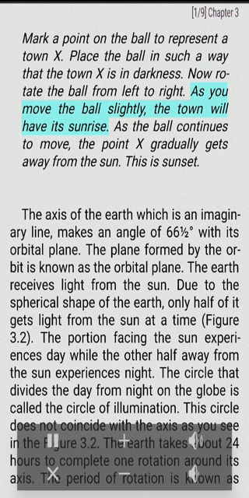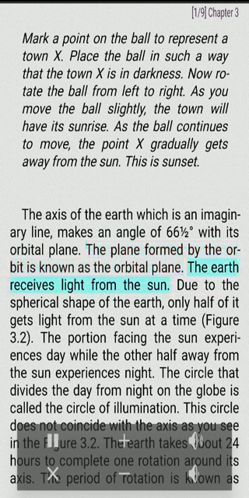As you move the ball slightly, the town will have its sunrise. As the ball continues to move, the point X gradually gets away from the Sun. This is sunset. The axis of the Earth, which is an imaginary line, makes an angle of 66.5 degrees with its orbital plane. The plane formed by the orbit is known as the orbital plane.